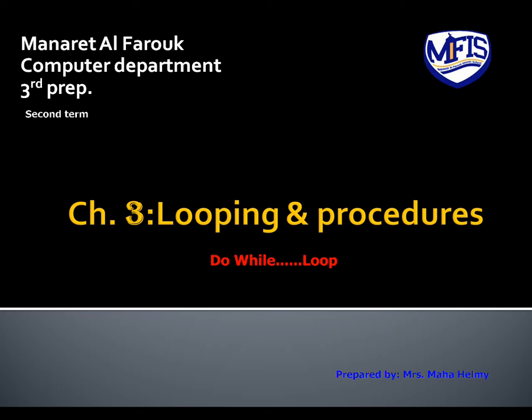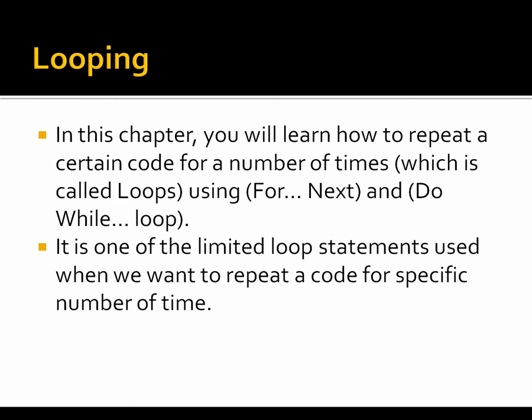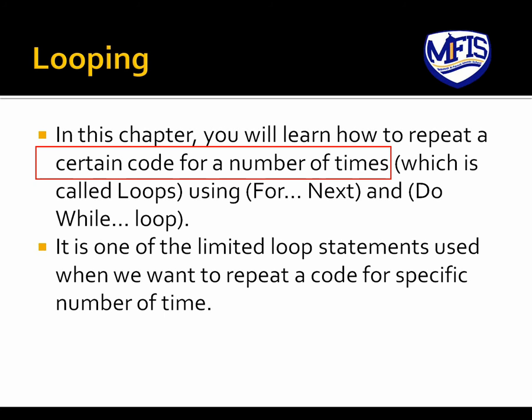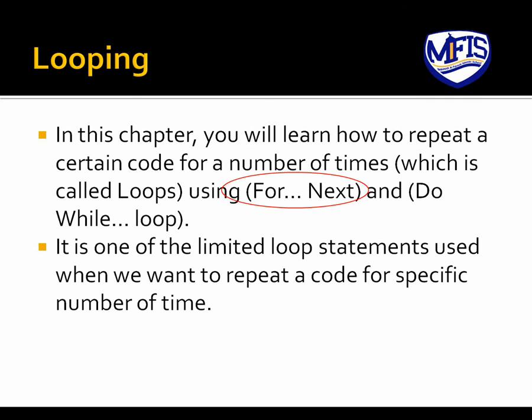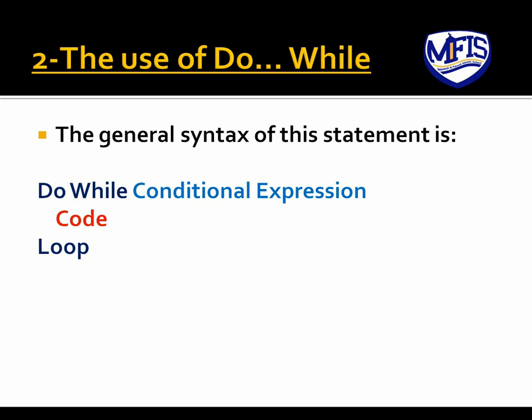We started looping in the previous video, and we said that looping is to repeat a certain code for a specific number of times. We also said that we can express looping through two statements: the for next statement and the do while loop. In the previous video, we explained the for next statement in detail. Today, we will explain the use of do while loop.